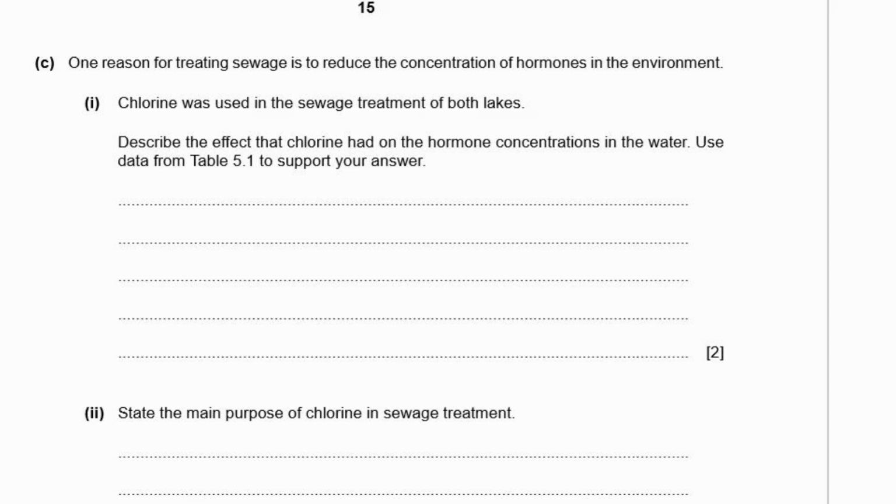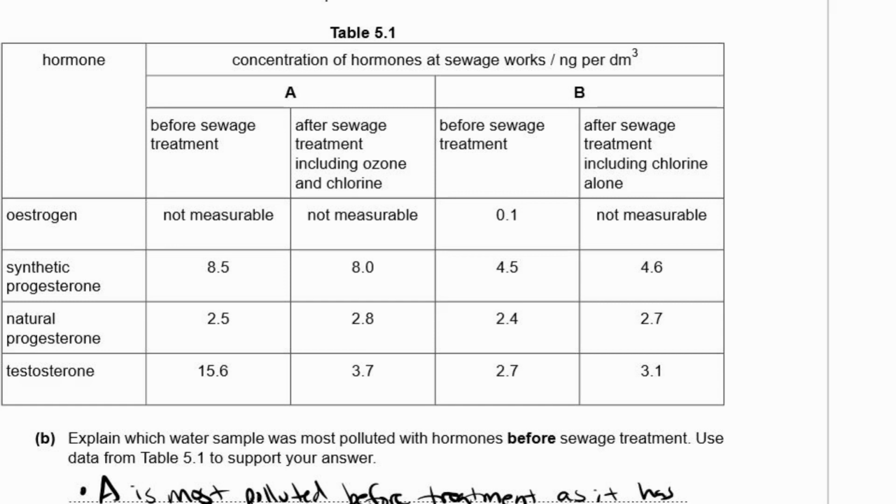C. One reason for treating sewage is to reduce the concentration of hormones in the environment. 1. Chlorine was used in the sewage treatment of both lakes. Describe the effect that chlorine had on the hormone concentrations in the water. Use data from table 5.1 to support your answer. All right. So now we're basically looking at the differences between before and after treatment. And remember, this Lake A includes ozone, and Lake B did not include ozone.